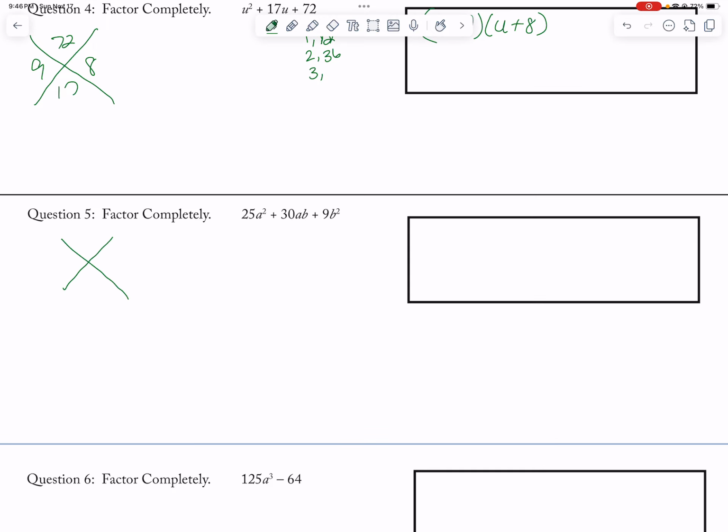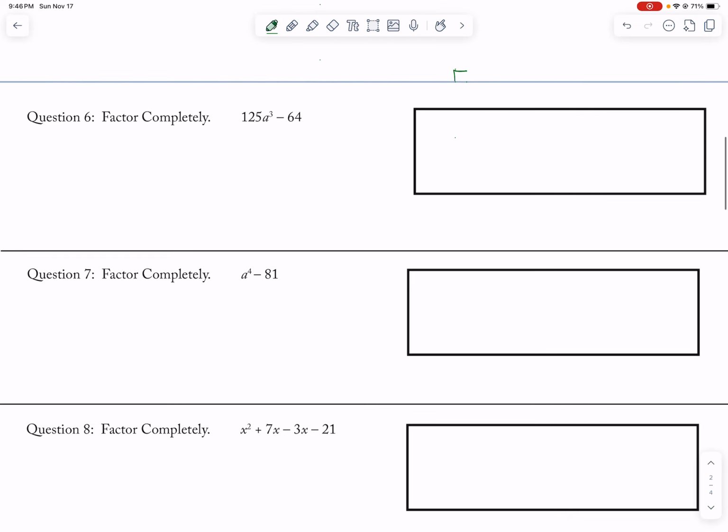And then here, this factors to a perfect square. So this is 5 and 5 and 3 and 3. So if I can recognize that it's a perfect square, I can go 5a plus 3b, the quantity squared. Okay? All right, so then now this factors to a difference of cubes.